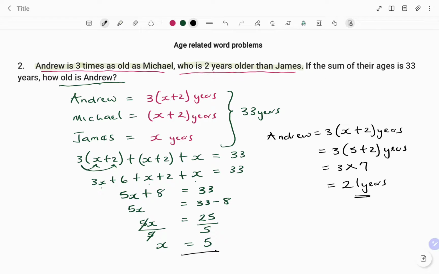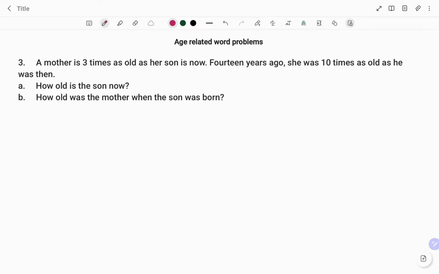Let's look at the last example. In the next example, I have a mother who is 3 times as old as her son is now. 14 years ago, she was 10 times as old as he was then. A, how old is the son now? And B, how old was the mother when the son was born?